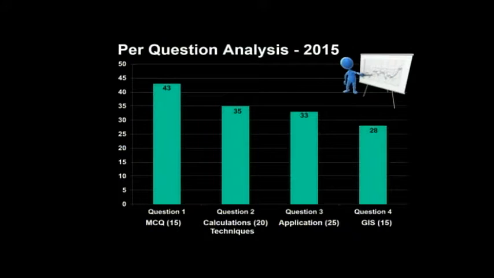Here we've got question 1. These are all percentages. Remember, question 1 is worth 15 marks and 43% was the average. Question 2, calculations and techniques, 35%. Question 3, the application, 33%. And GIS, 28%.